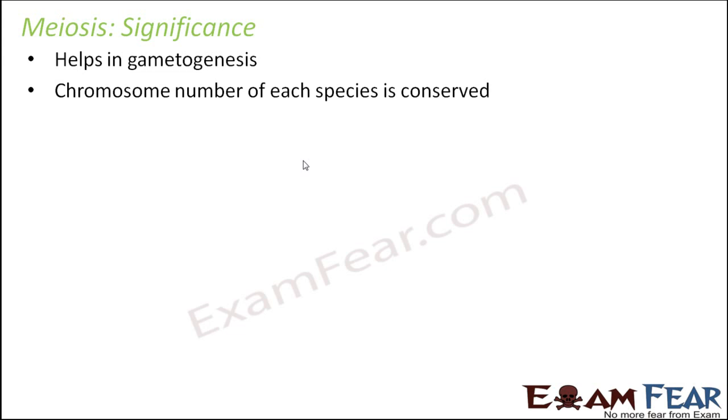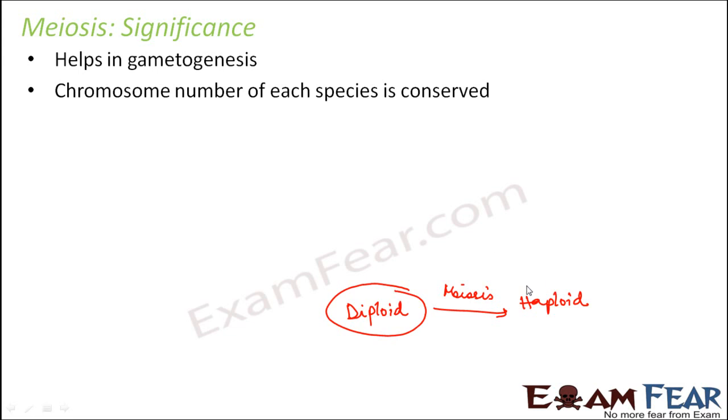So when I say conserved, what I mean to say is, let us suppose you start with a diploid cell. When the diploid cell undergoes meiosis, it produces haploid cells. Now, you might say that first it was diploid and you changed it to haploid. That's not a problem, because these haploid cells will again undergo fertilization or fusion, whatever you call it, and this will form a diploid cell. So basically the diploid nature of the cells is conserved. So we say that the chromosome number of a species is conserved.